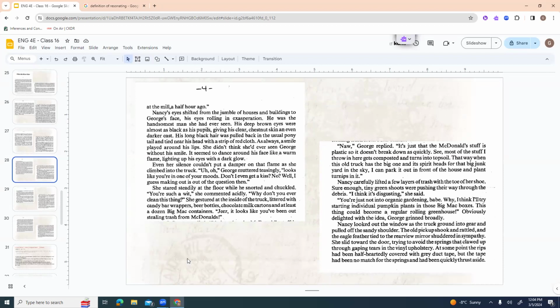"Why don't you ever clean this thing?" And she gestured at the inside of the truck, littered with candy bar wrappers, beer bottles, chocolate milk cartons, and at least a dozen Big Mac containers. "Geez, it looks like you've been out stealing trash from McDonald's." "Nah," George replied. "It's just that the McDonald's stuff is plastic, so it doesn't break down as quickly."